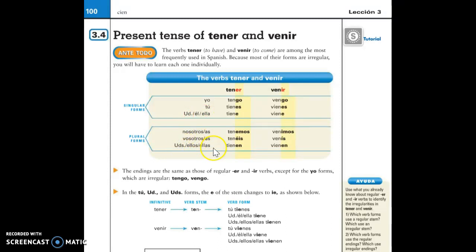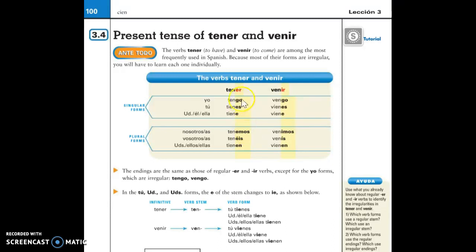And then in the tú form, the usted, él, and ella form, and the ustedes, ellos, and ellas forms, the stem is changed from E to IE. From E to IE. And then the nosotros form is the same. It's the only form that is not irregular.